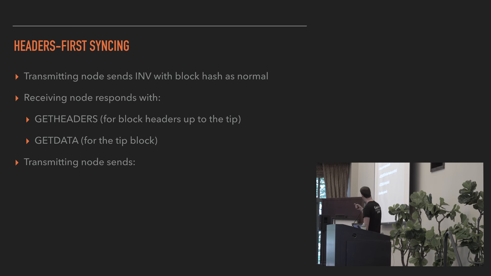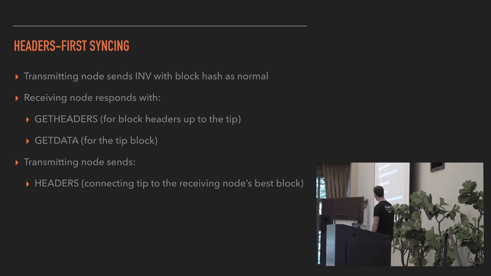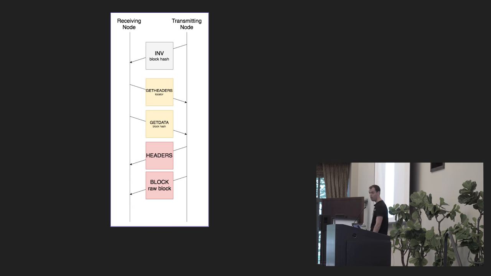This is good because that inv could include a block that doesn't connect to our tip. It might be like a reorg going back to somewhere else in the chain. And the get headers is saying, send me all of the headers back to where I know about in the chain. The transmitting node sends the headers, connecting the tip to the receiving node's best block, and the block. So it looks a bit like that, right? Transmitting node sends an inv. The receiving node says, yeah, I want those headers, I want that data, and the transmitting node sends the headers and the block.